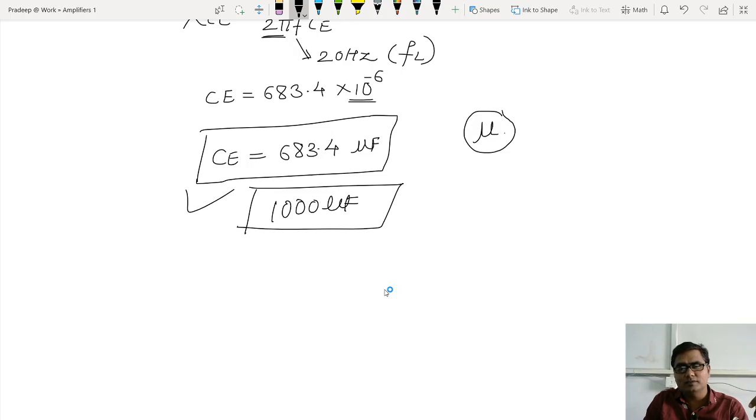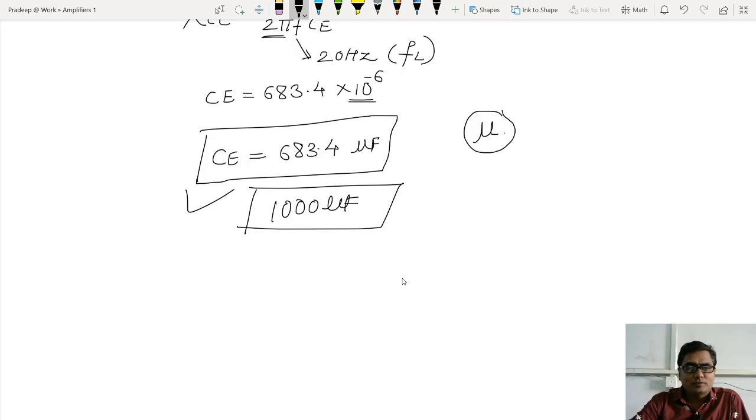Because if you search for a value less than 683 in the market, you will directly get 330 or 440. So instead of using a smaller value for the bypass capacitor, it is always good to have a larger value than whatever you have calculated. So 683, around 700, is the value you have calculated. The larger value available in the market is directly 1000 microfarad. So go for it. So this is what CE is.